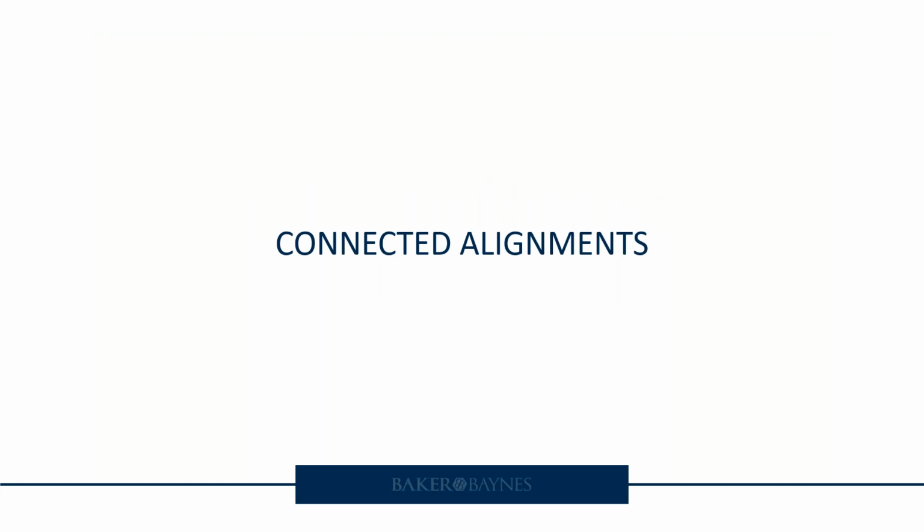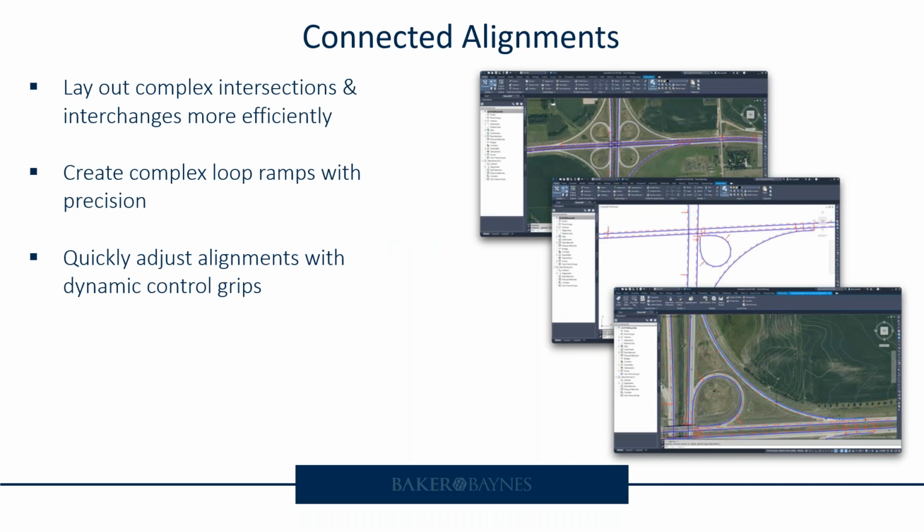Okay, to all of the geometrics engineers, road engineers, people dealing with interchanges and stuff like that, you're going to really like this feature, especially for connected alignments. So we can now generate very complex intersections and interchanges much more efficiently, especially when it comes to the loop ramps, right? So if you're doing a clover leaf or something like that, you will see how amazing this is when you're doing those reverse curves. So you can also quickly adjust the alignments with the dynamic control grips. I mean, that is kind of old news because those are built into Civil 3D when you're updating your alignments.